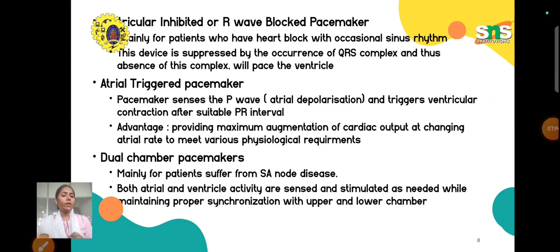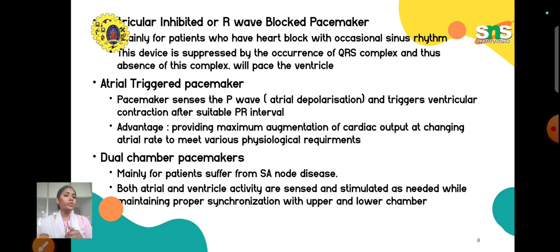The next type of pacemaker is the atrial triggered pacemaker. This pacemaker senses the R wave. Okay, not the R wave, it is the P wave, because it is atrial. It represents the P wave, that is the atrial depolarization. So the atrial triggered pacemaker senses the P wave, not the R wave. Whenever it senses the P wave, it triggers the ventricular contraction after a suitable PR interval. That is the reason for using the atrial triggered pacemaker.